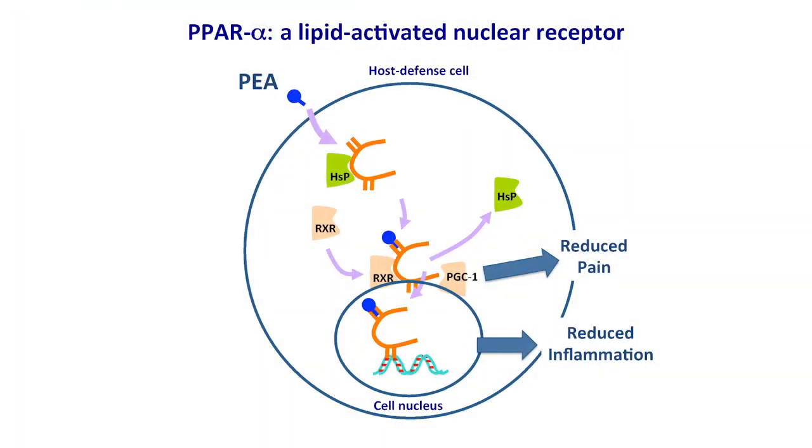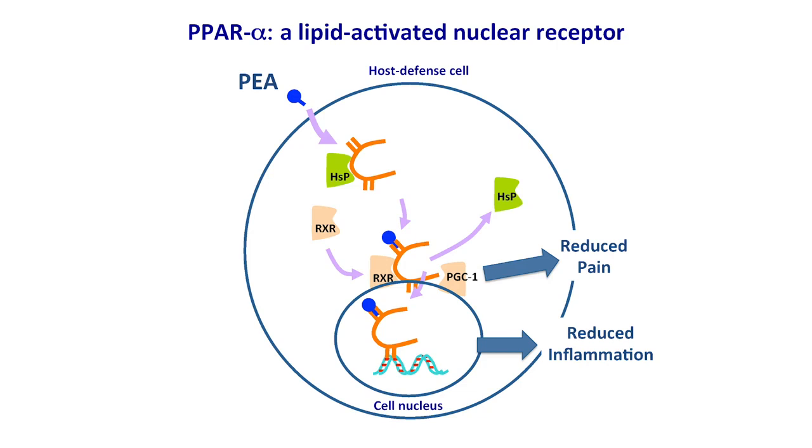So here is a cell, and I called it a host defense cell. Host defense cells are cells in the body that are there to defend us against viruses, bacteria, injury, and stuff like that. In a cell like this, here is the cell nucleus, and here is PPAR alpha. Normally PPAR alpha sits in this portion of the cell, which is called the cytosol, outside the nucleus, right? And it is bound to a protein called the heat shock protein. So when PEA comes in, it binds to PPAR alpha, and a couple of different things happen.